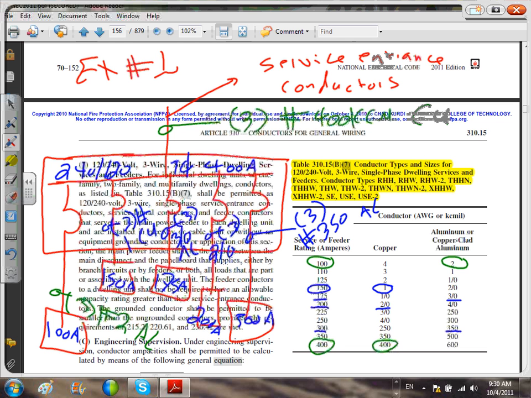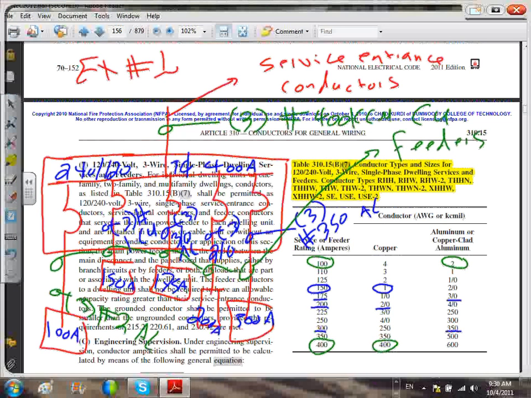All the rest of these, how am I going to do that? All these are called feeders. All these things that we size here and here and here and here are called feeders. So can I use this table for feeders and service? Yes. Can I use it for branch circuits? No.